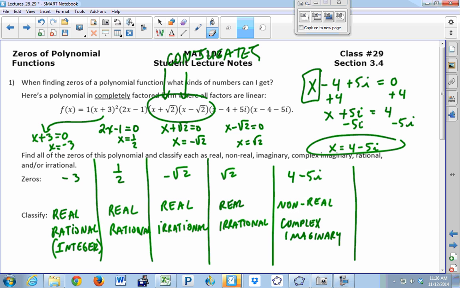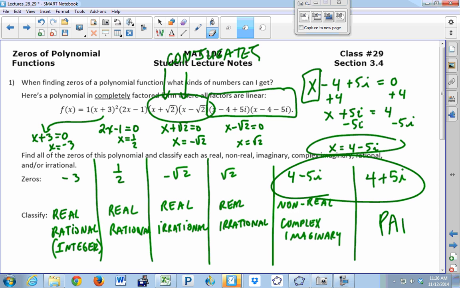Okay, and here's the moral of the story, folks. Just like these two factors right here are conjugates of each other, look at these two factors. They're conjugates of each other. So once you know one complex imaginary zero or root, you get the other one simply by changing the subtraction to addition or vice versa. These always come in pairs. Always, always, always.